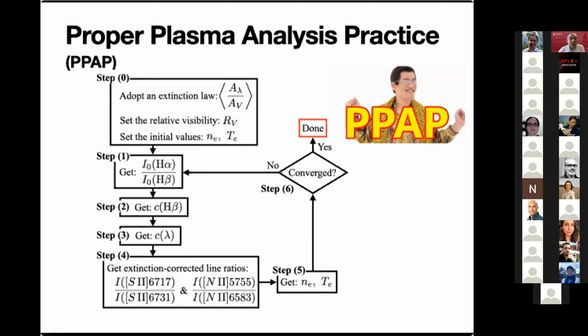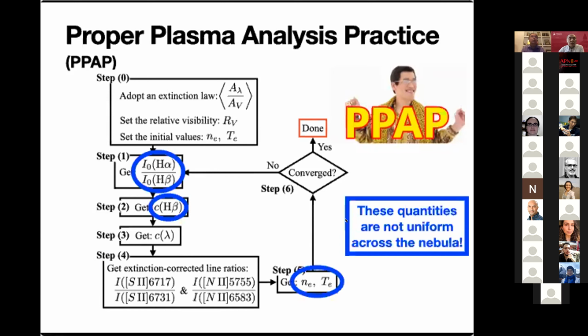And then if they match, you're done. But if not, then you need to go back and update your values and use these to get the intrinsic line ratio. And then you loop around until these values get converged. And once converged, you're done. Right? So get this, get that, and get that, and then you're done.